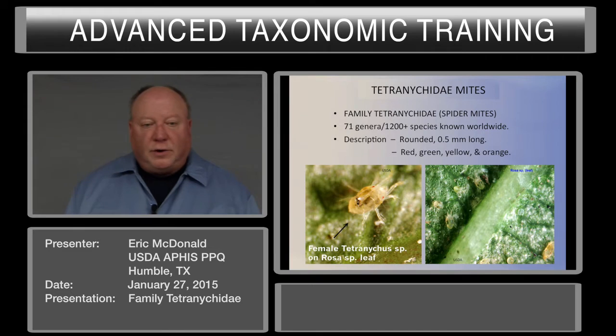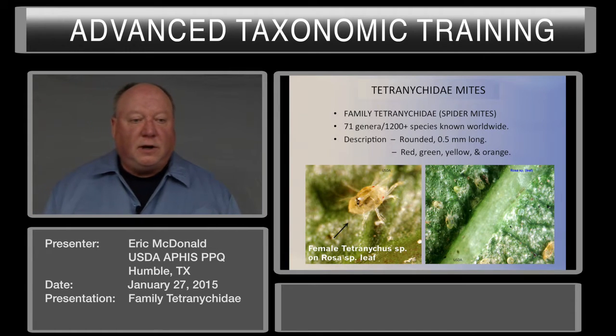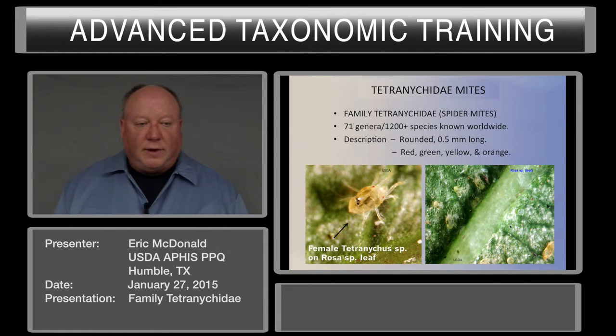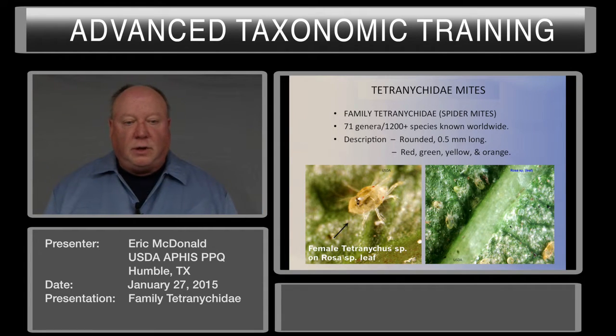The spider mites are very important quarantine pests, and their feeding causes large economic yield losses to ornamental and agricultural plants. Spider mites are round in shape. Average size is 0.5 millimeters long, or 1/50th of an inch long, and vary in color. Most common color of the mite is translucent, with variations of brown to orange-red or green to greenish yellow. And the family is made up of two subfamilies consisting of 71 genera, with over 1,200 species described worldwide.